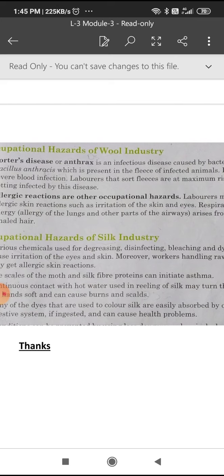So this is the whole chapter. In the next module I'll be doing the worksheet related to this module, along with the answers.